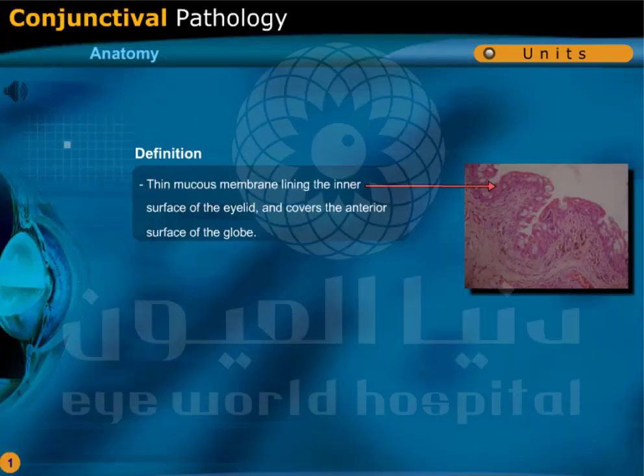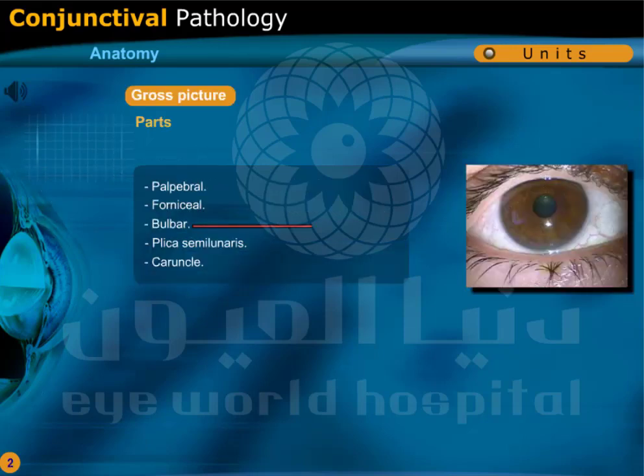Conjunctival pathology. The conjunctiva is a thin mucous membrane that lines the inner surface of the eyelid and covers the anterior surface of the globe. Parts of the conjunctiva include palpebral, fornicele, bulbar conjunctiva, plica semilunaris, and caruncle.